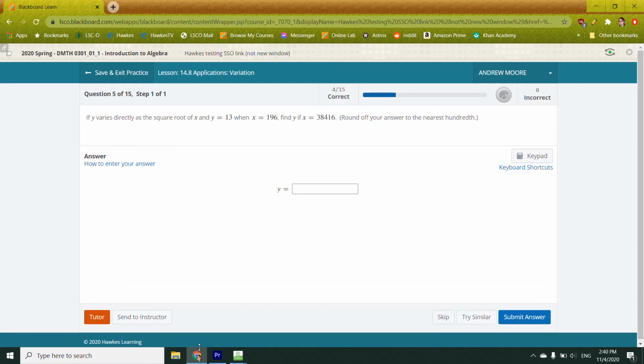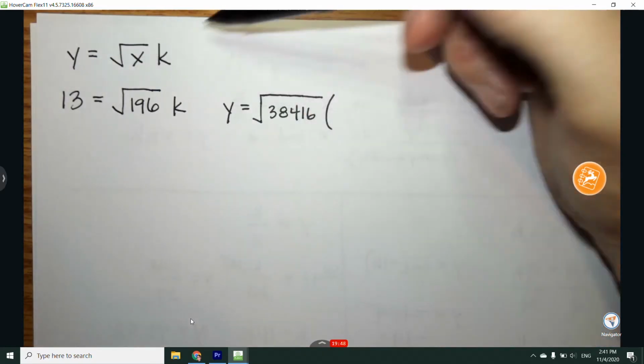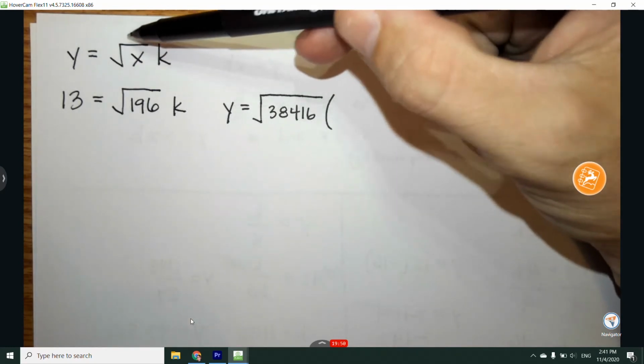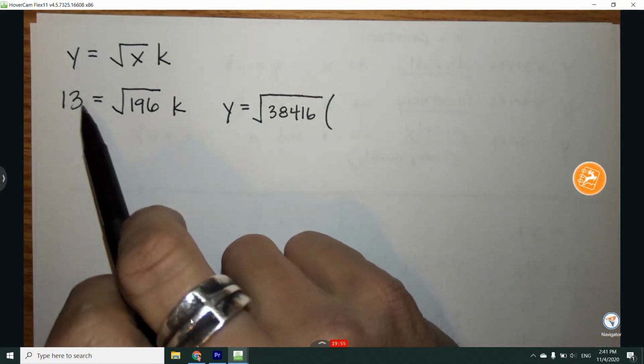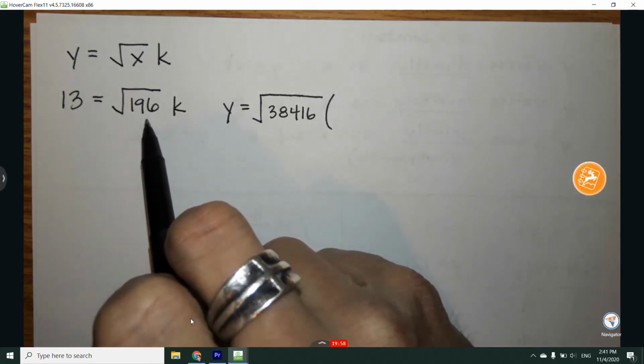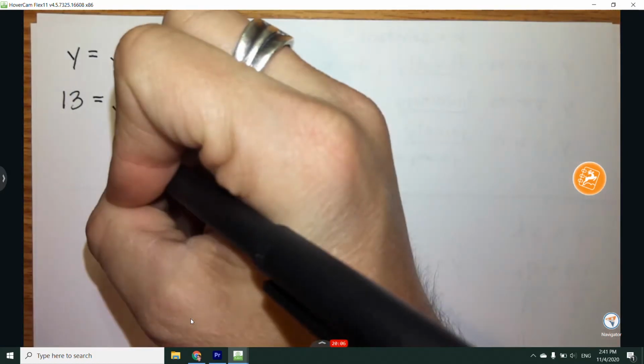If y varies directly as the square root of x and y equals 13 when x equals 196, find y if x equals 38,416. Okay, so we got y varying directly as the square root of x. Notice that our k is not in a radical, it's outside of it. All right, so first thing we're going to do to solve this after we've replaced our letters is we're going to take the square root of 196. Now, to do that, it's going to give us 14.